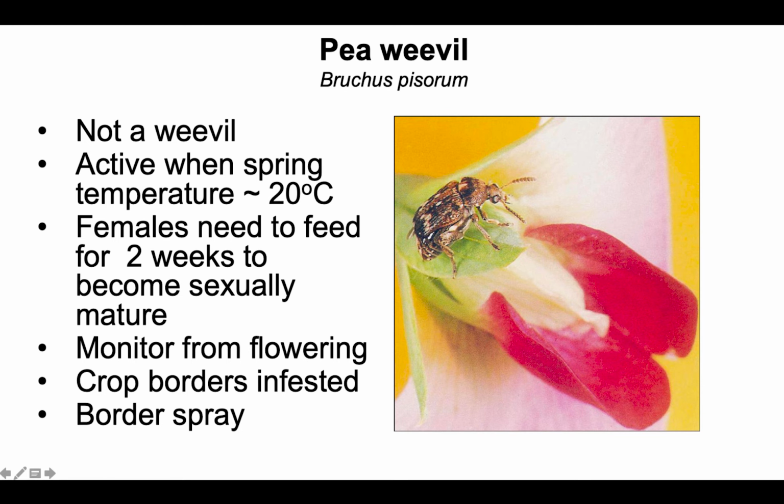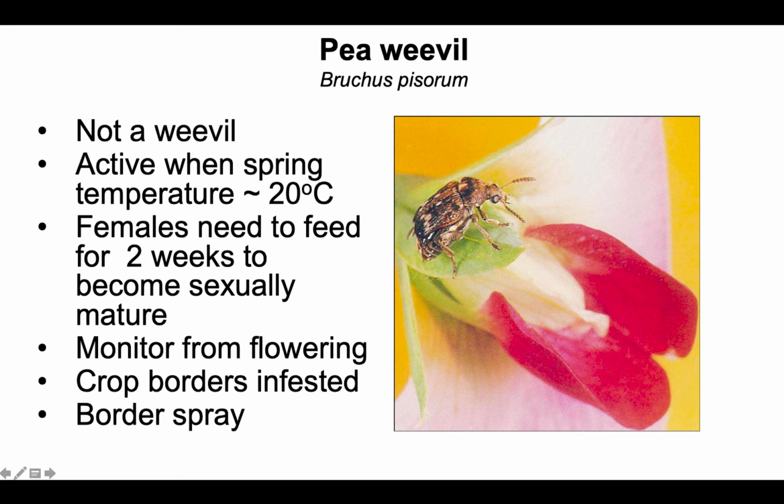It's in spring that they become active. So when temperatures get above 20 degrees and you have grown a pea crop, that's when the crop is most at risk. However, it takes 2 weeks from the moment that the females stop hibernating for them to become sexually mature. So that's for their ovaries to develop and for them to feed on pollen.